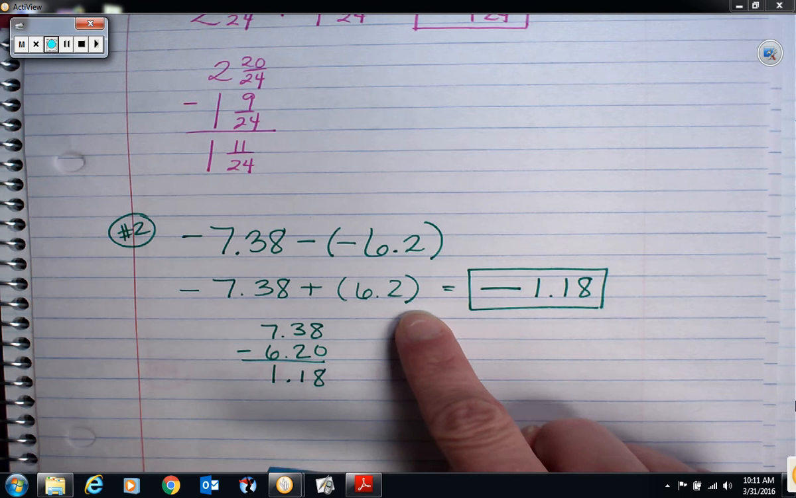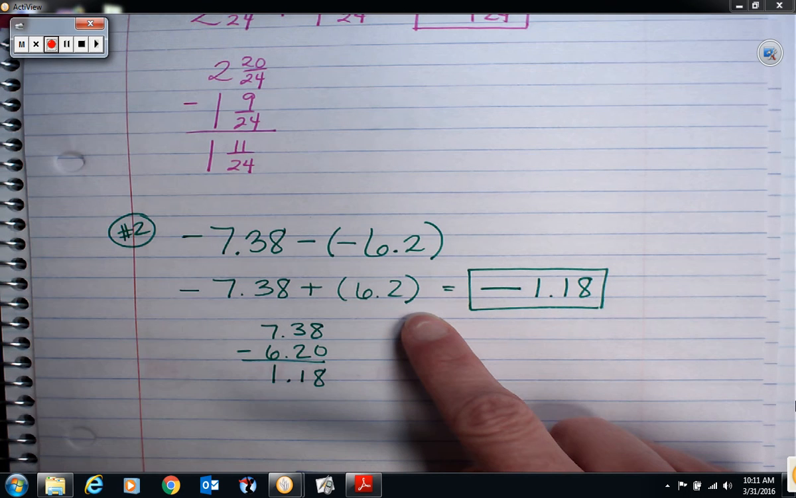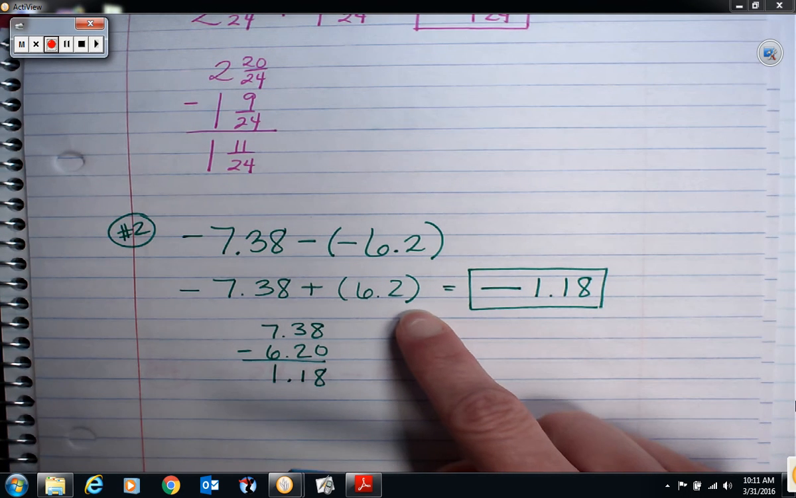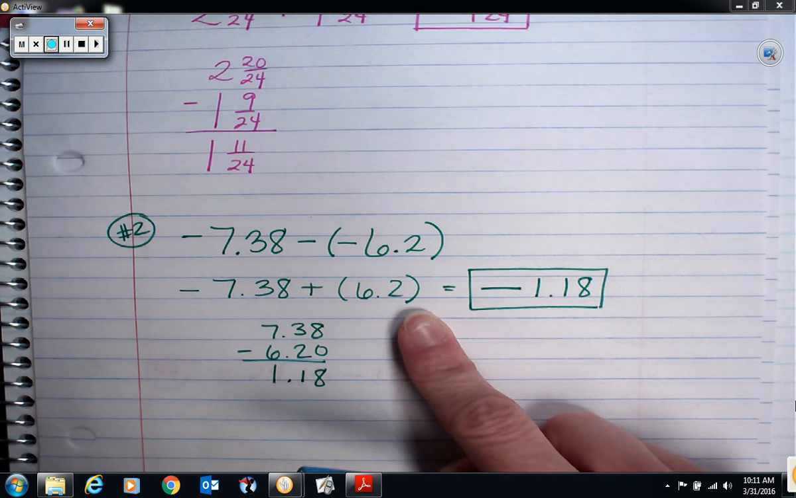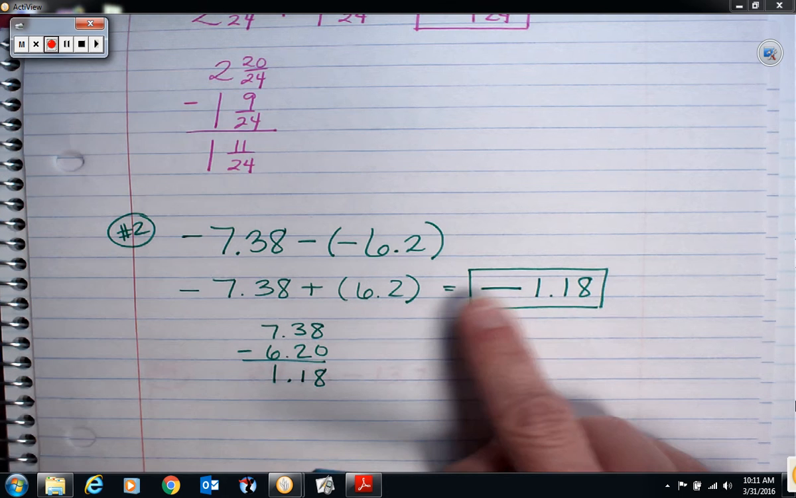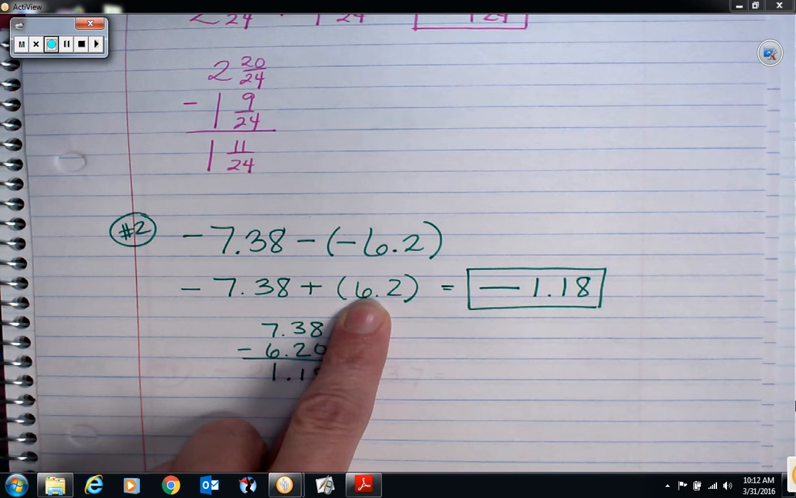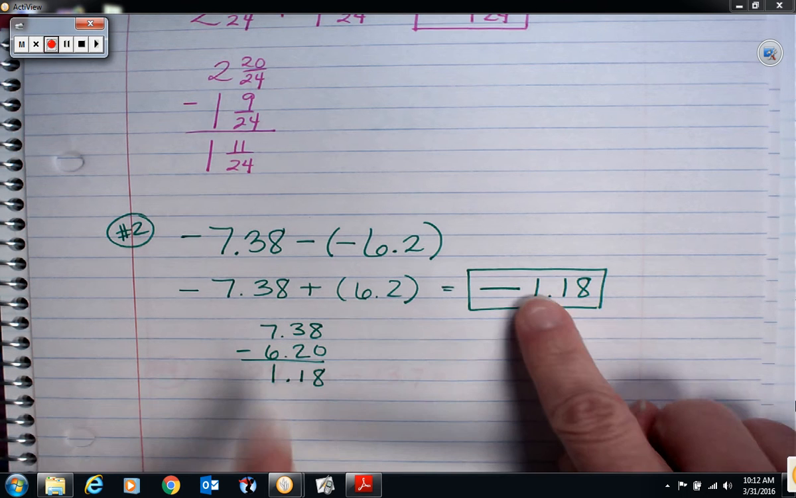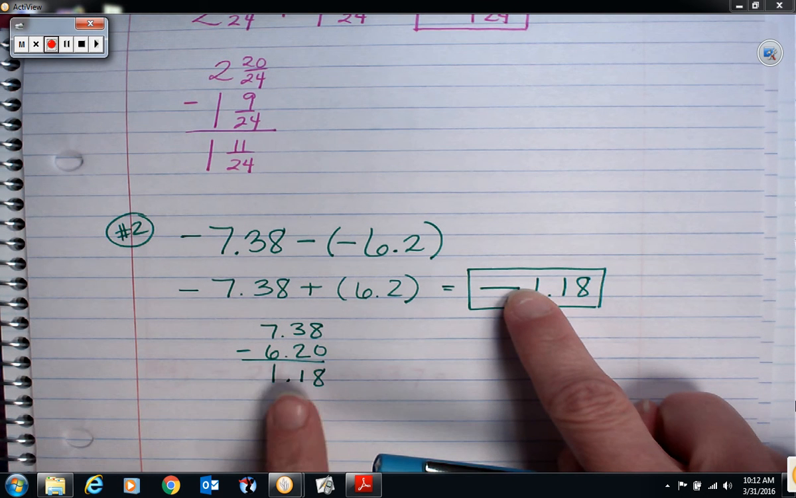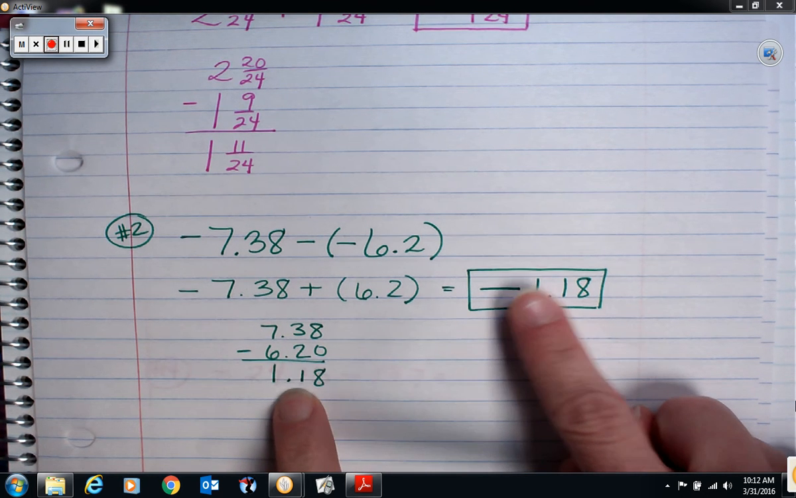Then we're going to use our rules for adding integers. So the same rules apply to adding decimals that are negative and positive. So we're going to find the difference in their absolute value. The one with the greater absolute value carries the sign. So since negative 7 and 38/100 has a greater absolute value than 6 and 2/10, we knew that our answer was going to be negative. We found the difference in their absolute values, and our answer is negative 1 and 18/100.